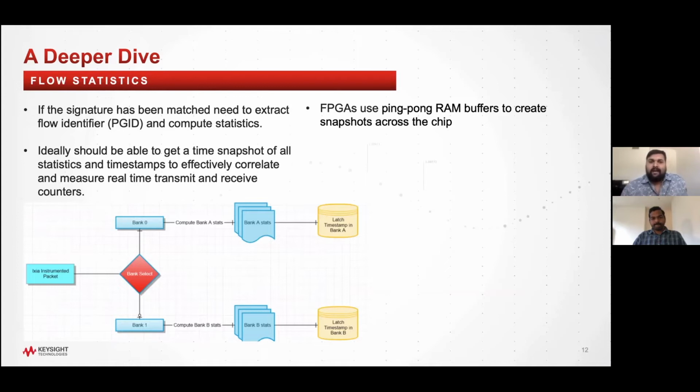As a final block, we will examine statistics collection. In the pipeline, if a packet has a signature matching the program value on the Ingress port, the pipeline needs to compute statistics such as frame count, byte count, latency, and sequence stats. In addition, to provide the user real-time stats, there needs to be a mechanism to take a snapshot.